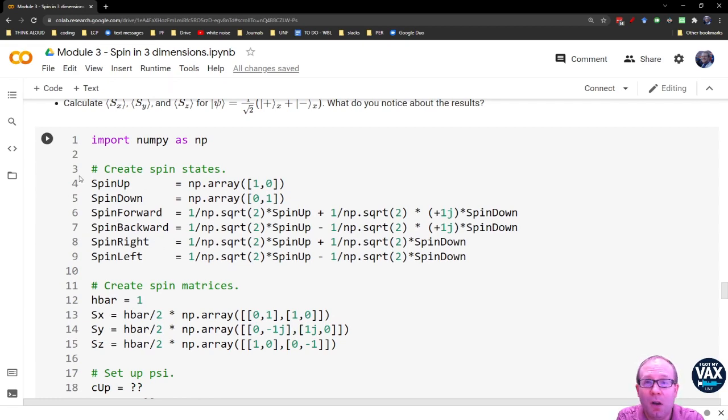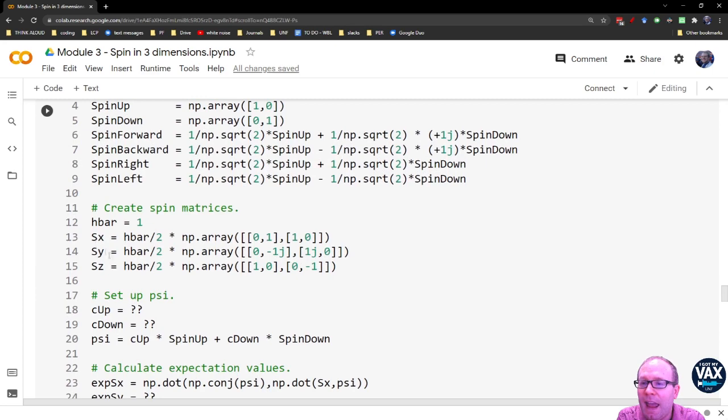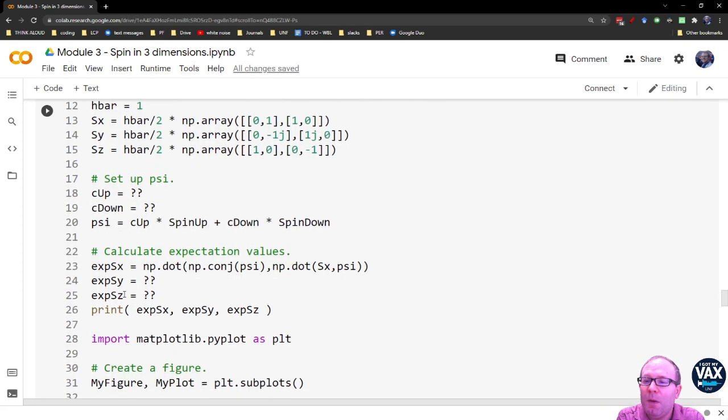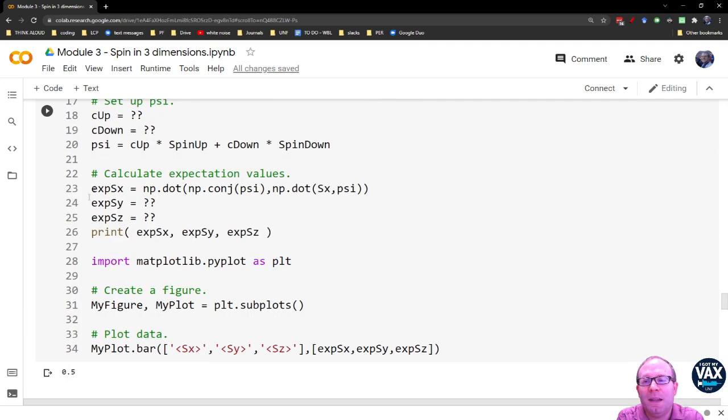We've gone ahead and set up all 6 of the spin states and all 3 of the matrices, and we want you to set up psi. We want you to set up the beam with a certain percentage in the up direction and a certain percentage in the down direction, and we want you to use that to calculate the expectation values of S sub x, S sub y, and S sub z.